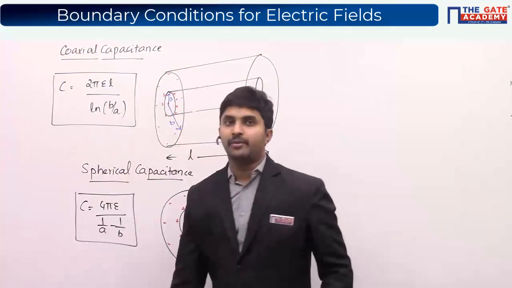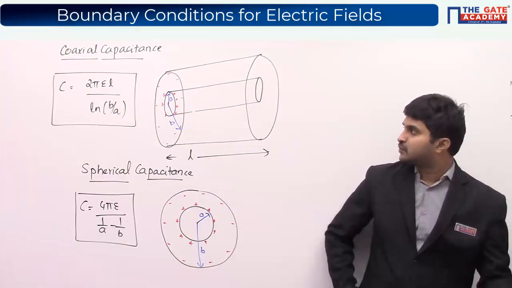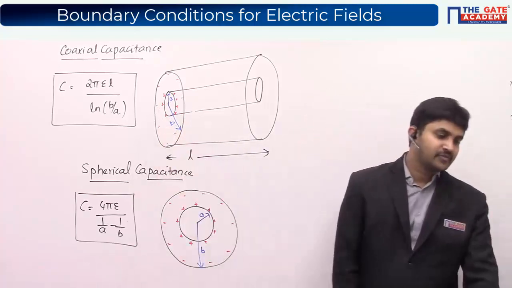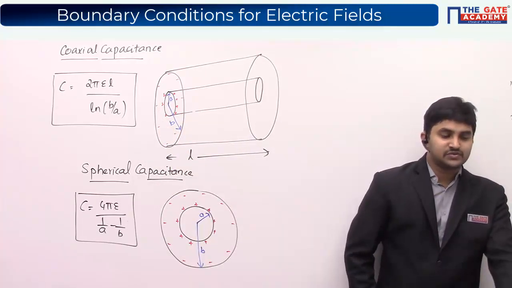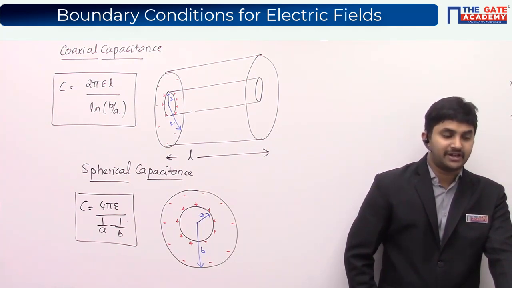Right, so coming to this problem: a coaxial capacitor of inner radius. So what is inner radius? Here the inner radius is A and the outer radius is B. So the inner radius is 1 mm and the outer radius is 5 mm, and it has a capacitance per unit length of 172 picofarad per meter. If the ratio of outer to inner radius is doubled, the capacitance per unit length in picofarad per meter is dash.